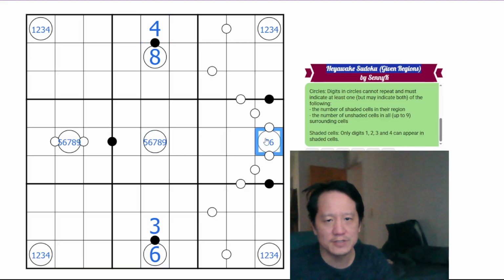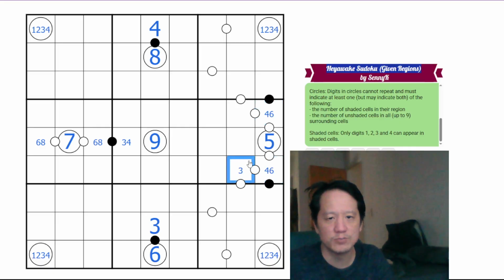This 6 eliminates 6 here, so that's 5. So this has to be 7 or 9 here. And 9 cannot be consecutive with 2 unique digits, so this must be 7, which forces this to be 9 here. So this is 6, 8 as a pair. 6 and 8 is a 1 to 2 ratio with 3 or 4. 5 is consecutive with 4 and 6, which makes this 3 and 7 to be consecutive with those.